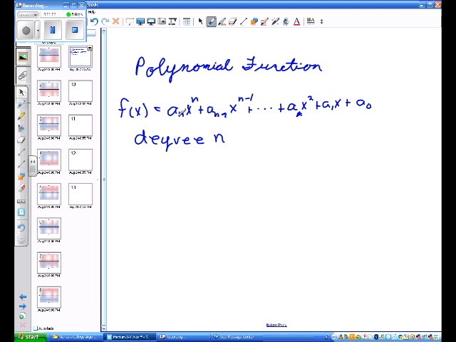And when we're talking about the a sub n, that just means this is the coefficient that goes with the term of the highest degree. This coefficient goes with the next term all the way down. A sub 2 is the coefficient that goes with the x squared term. A sub 1 is the coefficient that goes with the x, and a sub 0 is our constant. So we would say then that a sub n is our leading coefficient because it's the coefficient of the highest degree term.